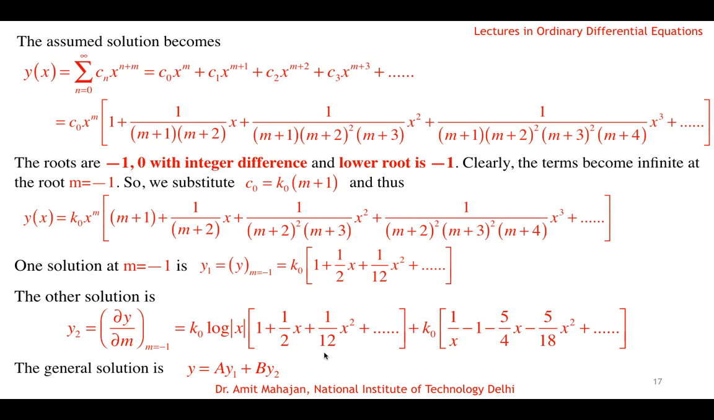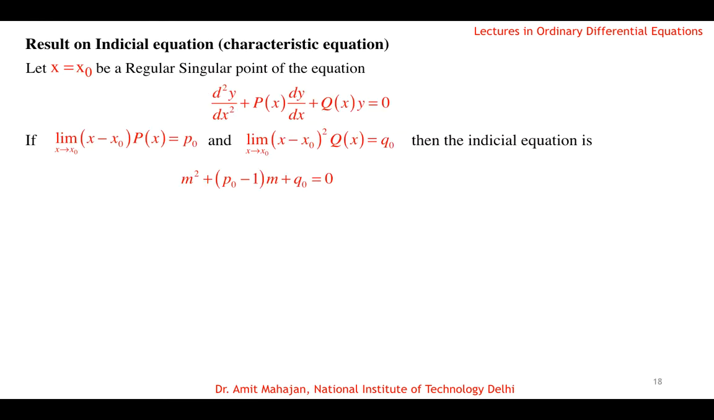In this, the result on the indicial equation, the characteristic equation that we were calculating for the roots of m, by series solution we were calculating this. Now we can also calculate it directly from the differential equation, just to show you how to do that, and you can compare with the previous example that this satisfies. So let x equal to x naught be a regular singular point of this differential equation. If x equal to x naught is a regular singular point, then this limit and this limit must be finite because it's a regular singular point.